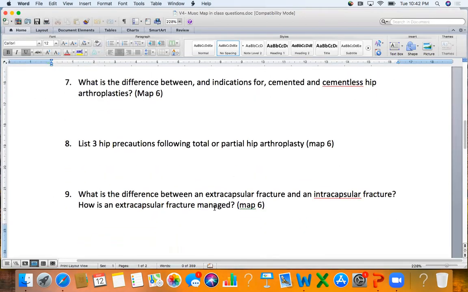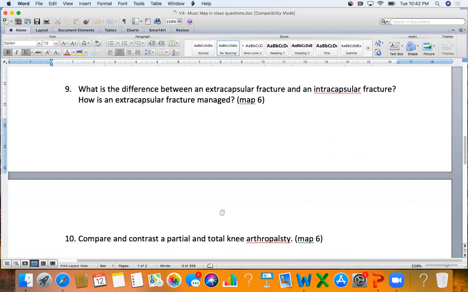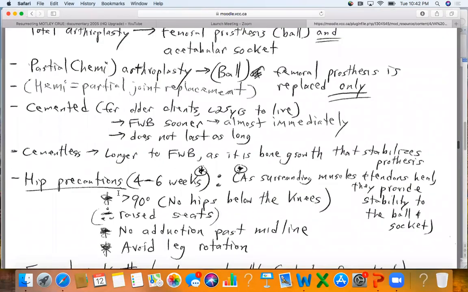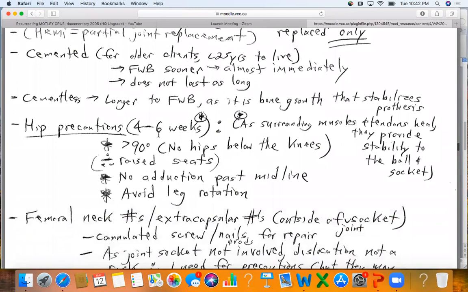So question 8 wants us to talk about hip precautions. Just by the way, we've already talked about question 9. That was the intracapsular, extracapsular stuff. So just talking about hip precautions, let's look at it 2 ways. Hip precautions happen for about 4 to 6 weeks. And here's the reasons why it's needed.